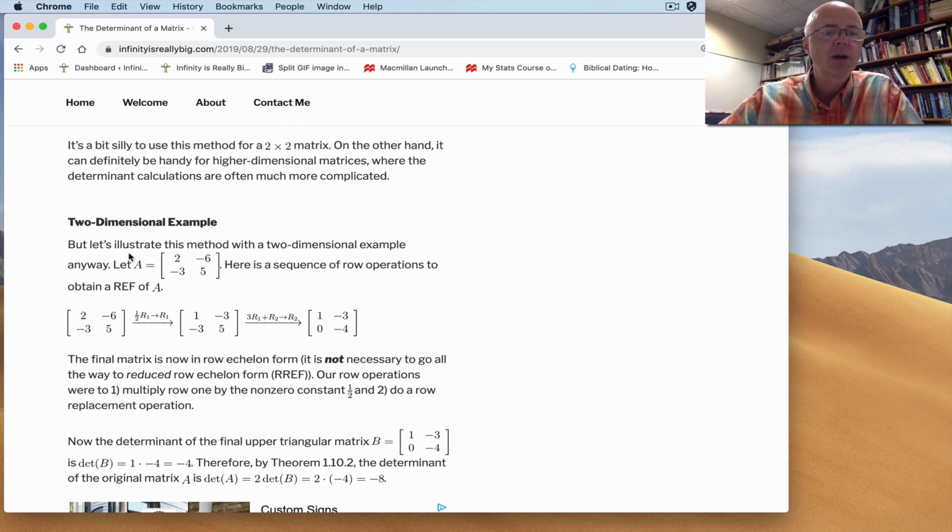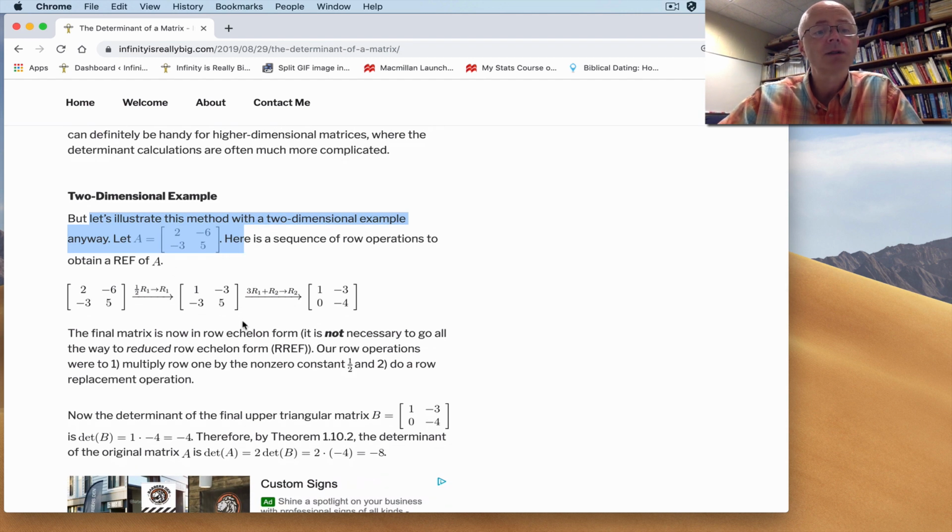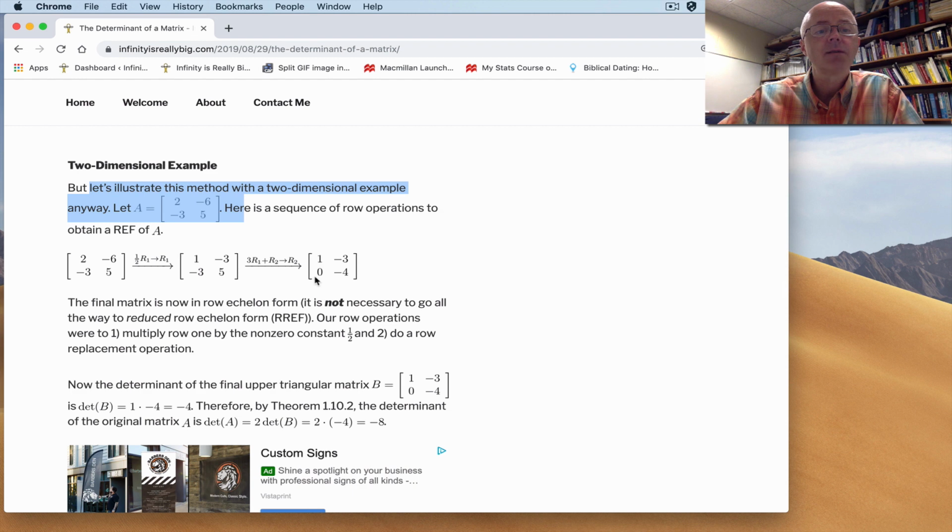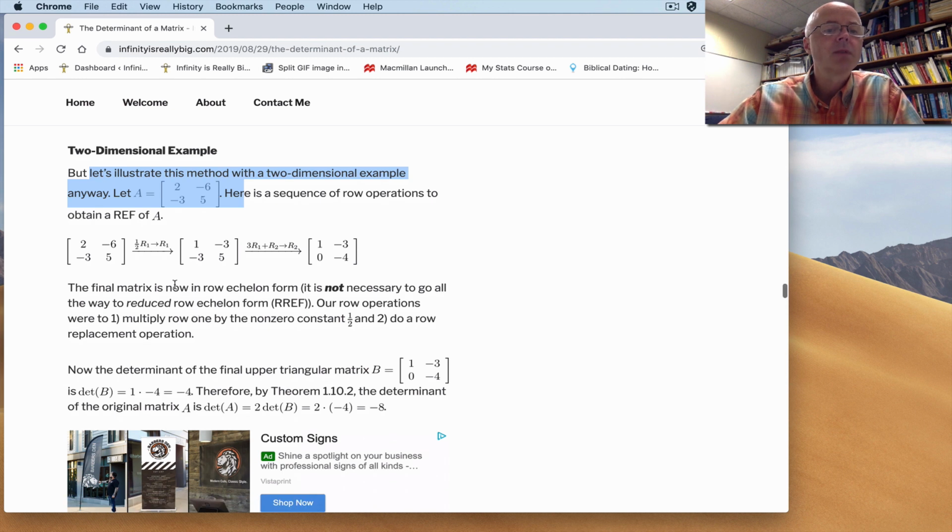Here's a 2x2 matrix. I am also going to illustrate it for a 3x3 and 4x4 later. Here's a sequence of row operations that gets to an REF of A. Here's A here. Here's a row echelon form of A. That's an upper triangular matrix. Its determinant is -4, 1 times -4. This is a row replacement operation there. This is a multiplication by a non-zero constant. I do have to take this one into account. This one doesn't change the determinant.